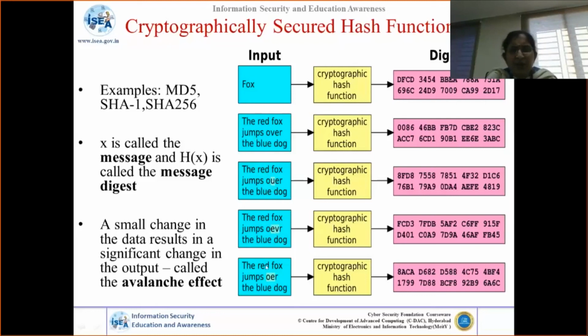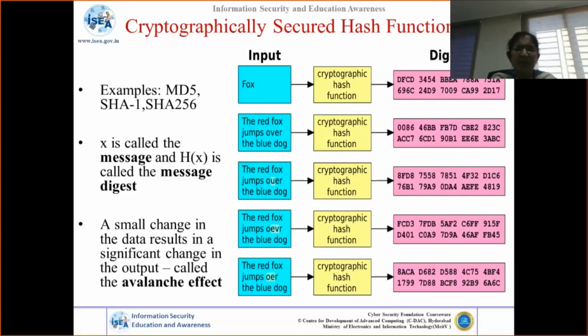If you notice, whether you are calculating for one word or for five or six words, the size remains the same in the output. But if there is a one character change, you see a drastic difference in the digest. That itself gives a lot of security, because you cannot predict anything from it.